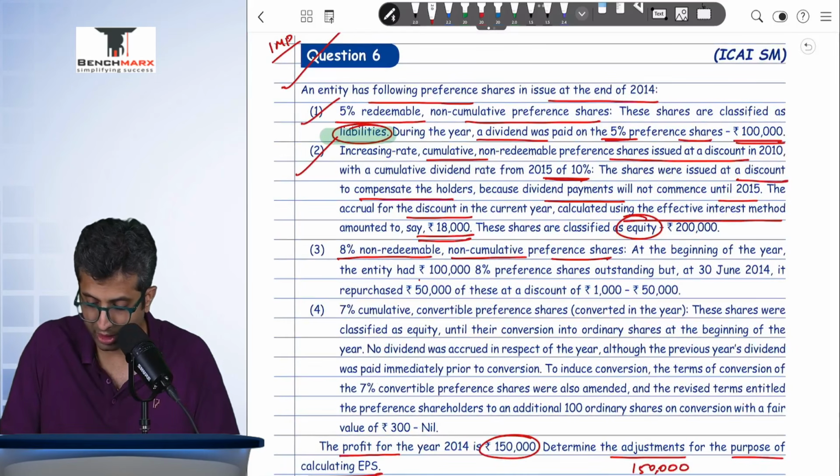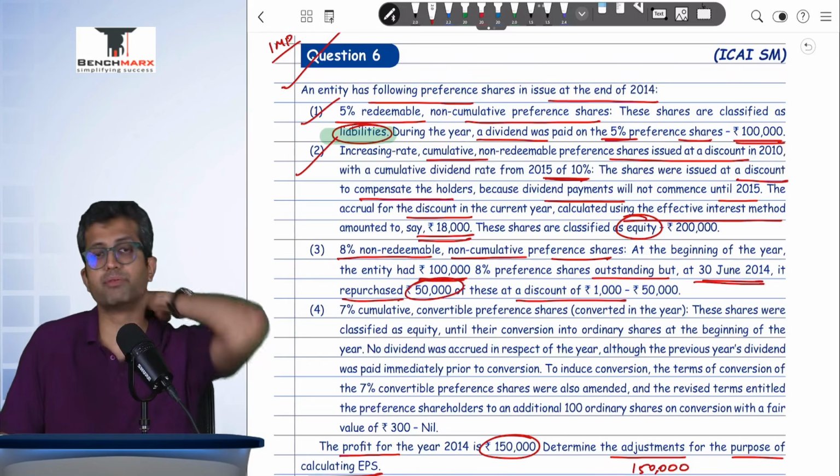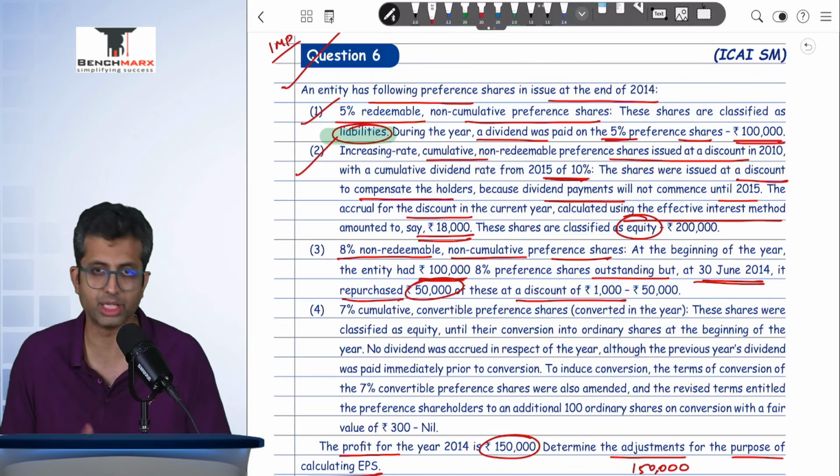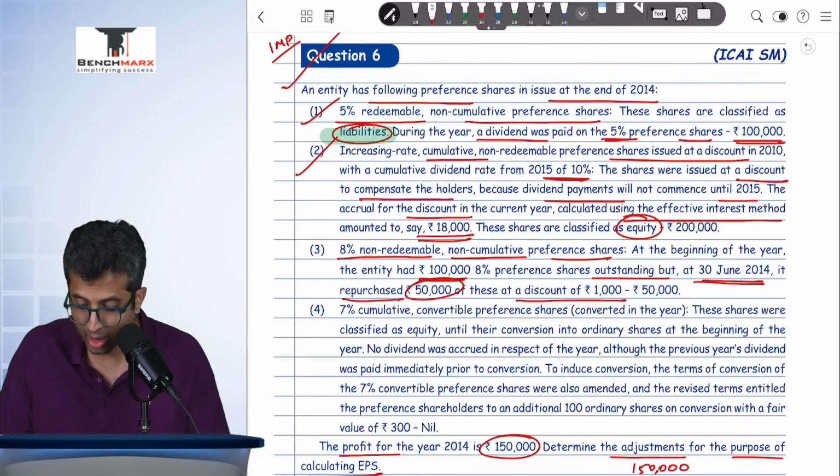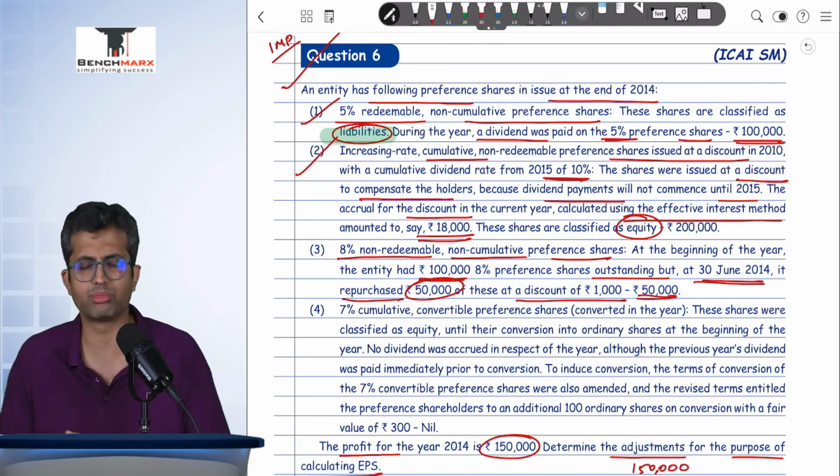Point number 3, 8% non-redeemable, non-cumulative preference shares. Now, at the beginning of the year, you had 1 lakh 8% preference shares outstanding, but on 30th June, it repurchased 50,000 of the shares at a discount of 1,000, which means 50,000 worth of shares you bought back at 49,000, and hence there was a gain on early redemption of 1,000. Now the remaining items are 50,000.